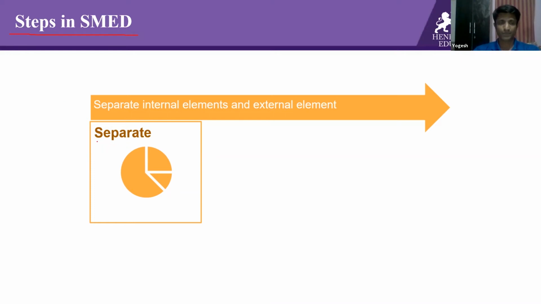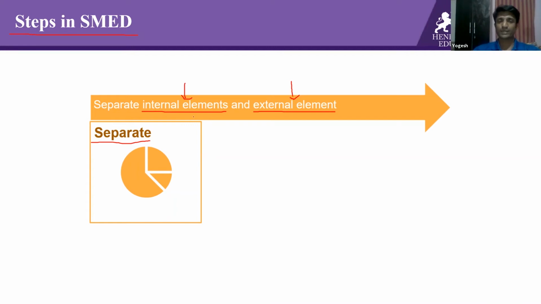So the very first step is separate. What we do in the very first step is we separate internal elements and external elements. Now there are these two words, internal elements and external elements. So what is meant by internal element and what is meant by external element? Let me explain to you.